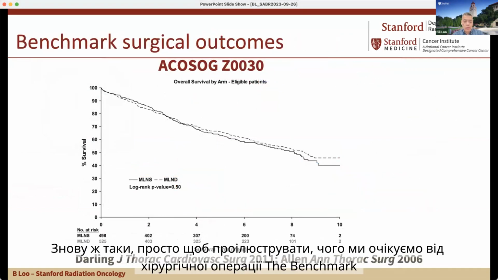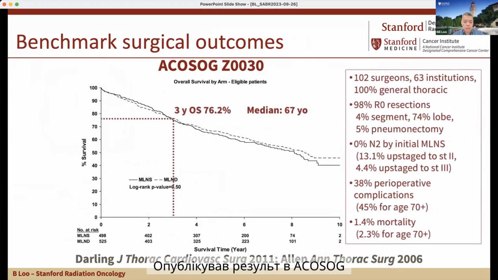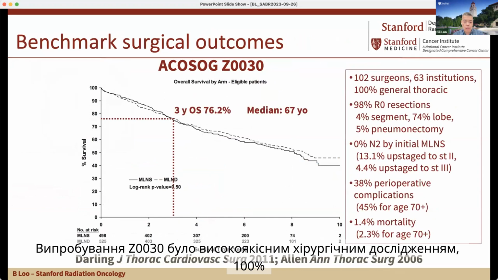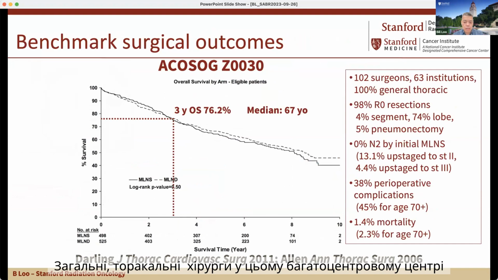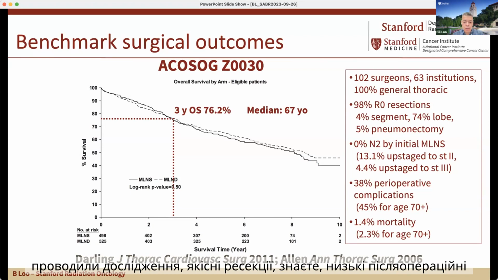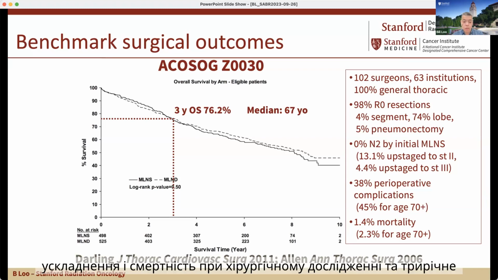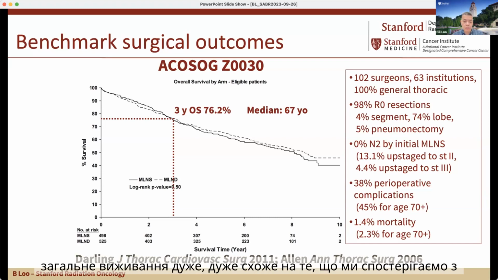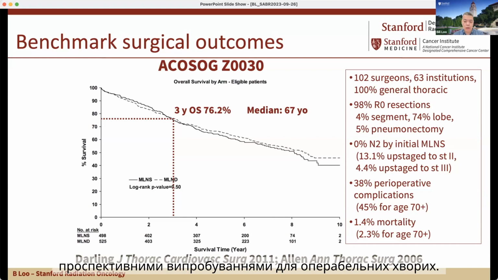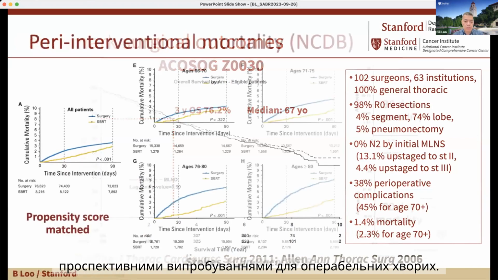So again, just to illustrate what we expect from the benchmark surgical outcomes, the ACOSOG Z30 trial was a high quality surgical study. 100% general thoracic fellowship trained surgeons in this multi-center trial, good quality resections, low perioperative complications and mortality for a surgical study, and the 3-year overall survival was very, very similar to what we've been seeing with the prospective trials of SABR for operable patients.